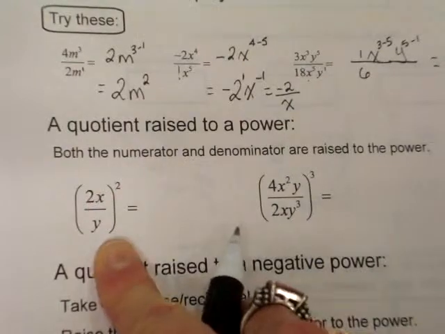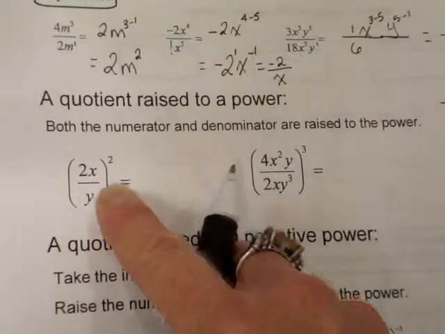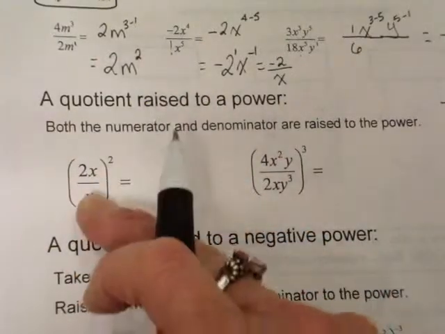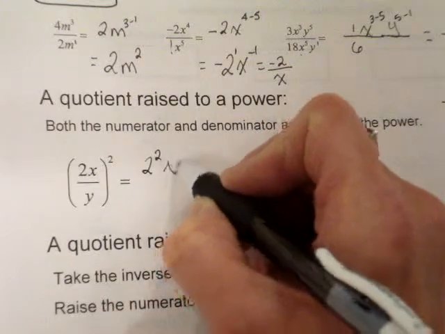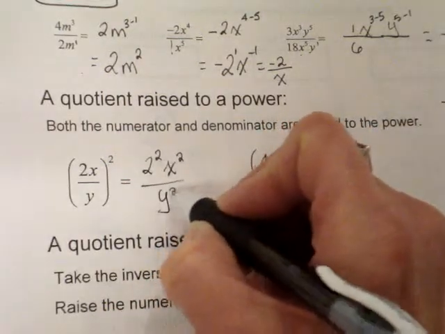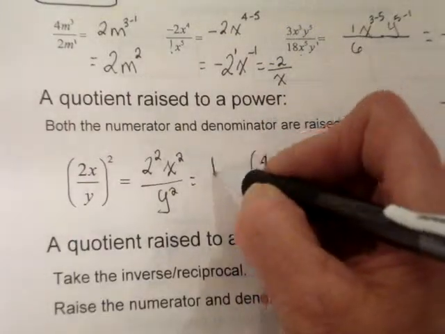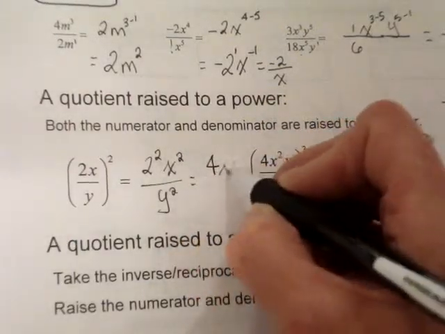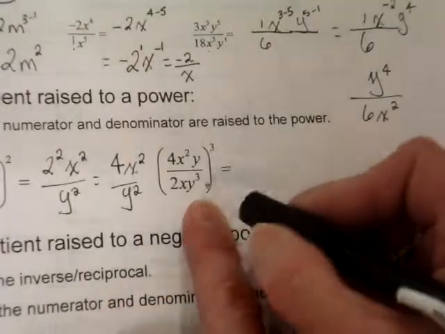If you have a quotient, remember quotient is an answer to a division problem, and it's raised to the second power, the whole thing, everything inside must be raised to the second power. So it needs to be written as 2 squared x squared over y squared. The 2 squared is a nice enough number that you can actually multiply that out to 4x squared over y squared. Let's look at this next example.